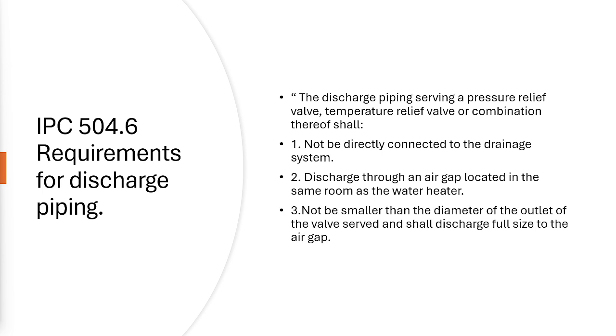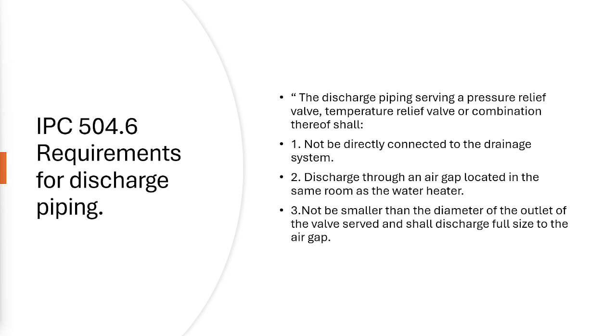A lot of the plumbing code is all about protecting the potable water supply from contamination so that people don't become sick. So point 2 says it has to discharge through an air gap located in the same room as the water heater. Point 3 says not be smaller than the diameter of the outlet of the valve served, and shall discharge full size to the air gap. We're going to talk about the diameter a little later.